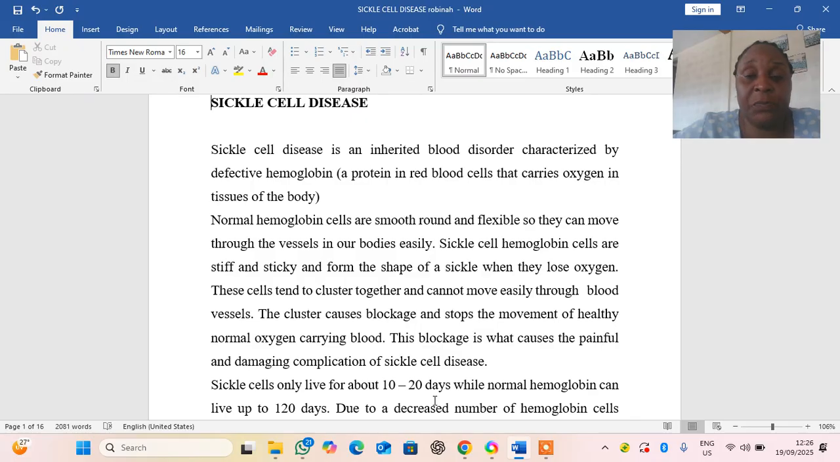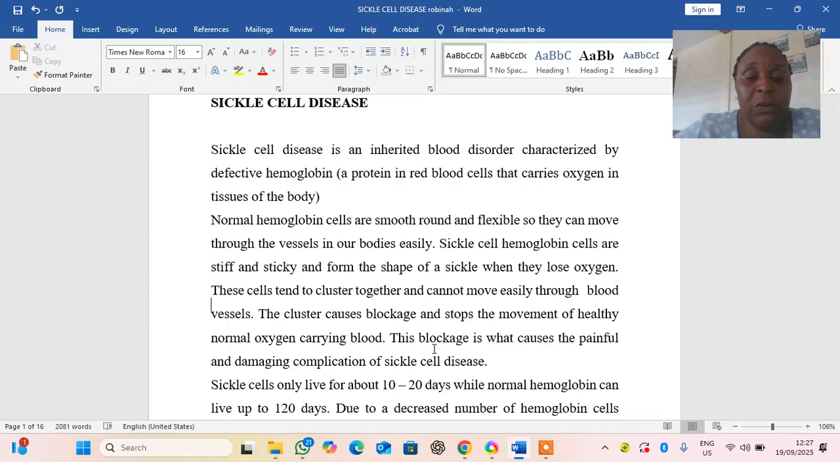heme, a defective heme. So we are saying that a normal hemoglobin cell is smooth, it is round, and it is flexible. So it can move through vessels throughout the body very easily. But a sickle cell hemoglobin is stiff and it is sticky. And when you look at it, it forms the shape of a sickle when it loses oxygen. These cells tend to cluster together and cannot move easily through blood vessels. And the clustering, which occurs when the cell loses oxygen, causes blockage and stops the movement of the healthy, normal oxygen-carrying blood. This blockage usually is what causes the pain and damaging complications in sickle cell disease.